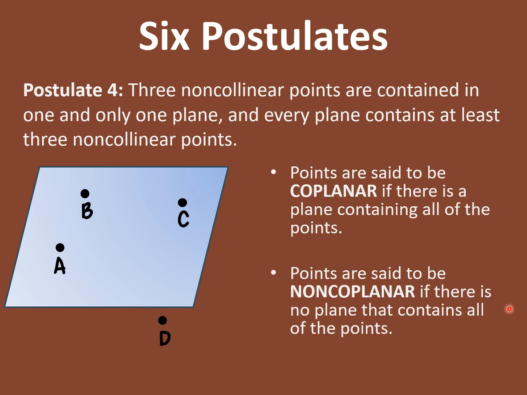Points are said to be coplanar if they all lie on the same plane. But if there's a point that is off of the plane, like D in this example, then we would say the points A, B, C, and D are non-coplanar. They are not all on the same plane. Points are said to be non-coplanar if there's not a plane that contains all of those points. So A, B, C, and D in this example are non-coplanar because they do not lie on the same plane.